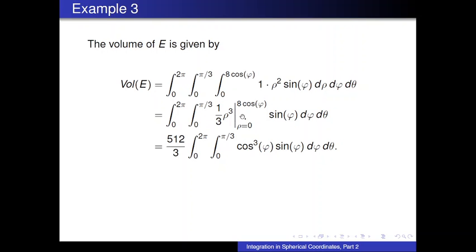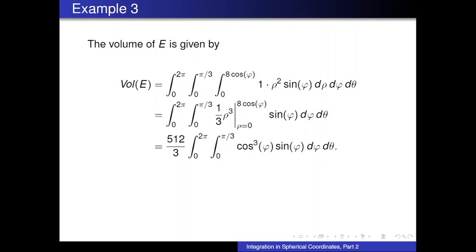The rho integral looks like it's just 1/3 rho cubed. So we'll evaluate that at 8 cosine of phi and at 0 and take the difference. And it looks like we get 8 cubed is 512. So we'll get 512 over 3 times this nice double integral of cosine cubed of phi times sine of phi d phi d theta.